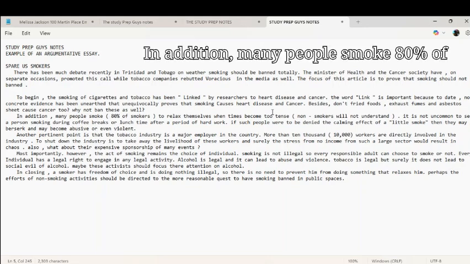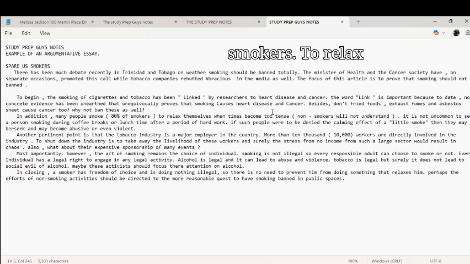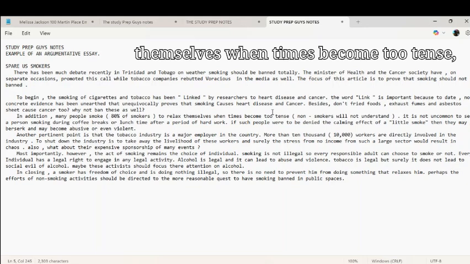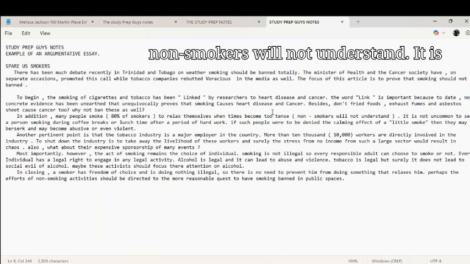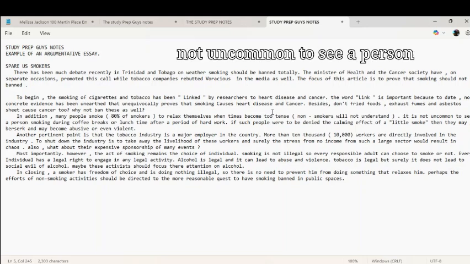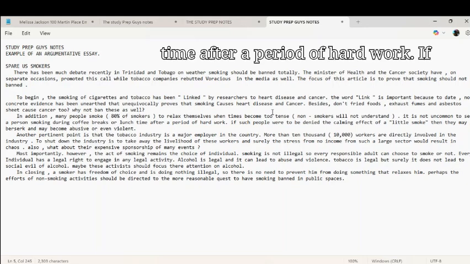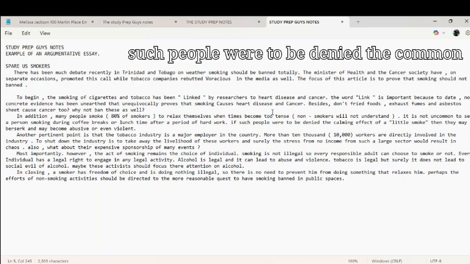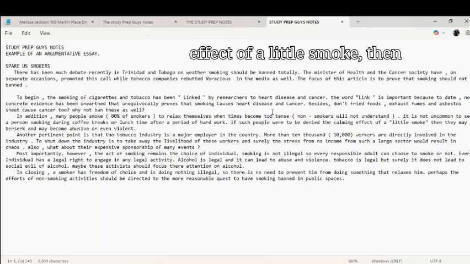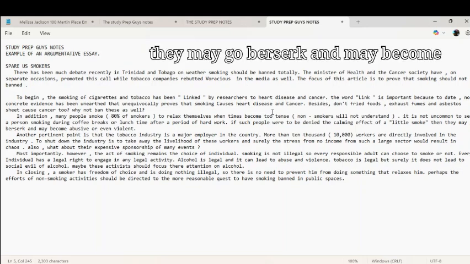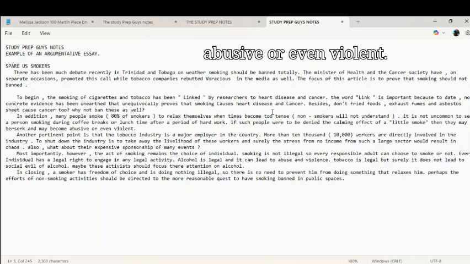In addition, many people smoke, 80% of smokers, to relax themselves when times become too tense. Non-smokers will not understand. It is not uncommon to see a person smoking during coffee breaks or lunchtime after a period of hard work. If such people were to be denied the common effect of a little smoke, then they may go berserk and may become abusive or even violent.